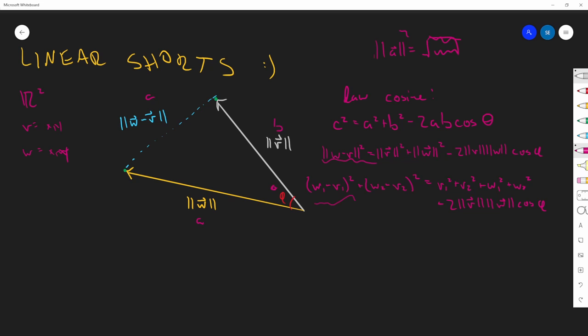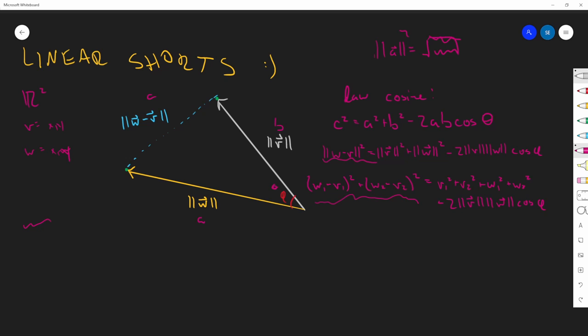And then we are going to expand this part. So this would be w1 squared plus v1 squared minus 2w1v1, plus w2 squared plus v2 squared minus 2w2v2, is equal to v1 squared plus v2 squared plus w1 squared plus w2 squared minus 2 magnitude of v magnitude of w cosine phi. And what do we have here?